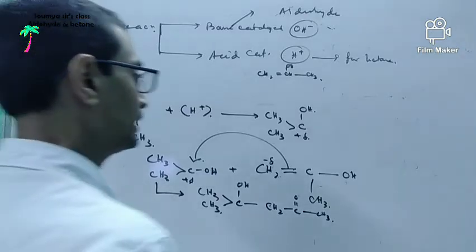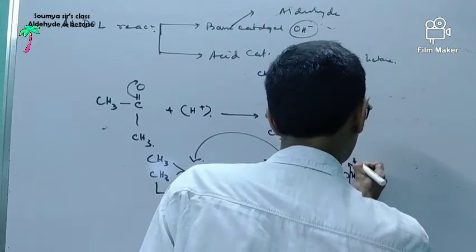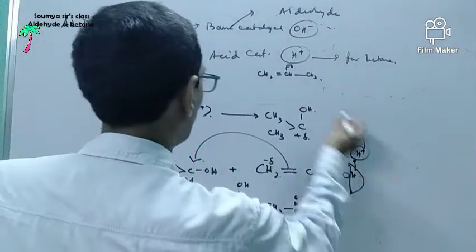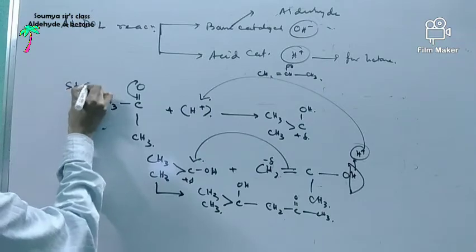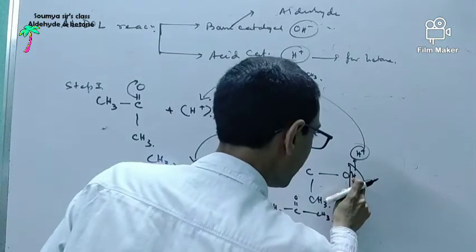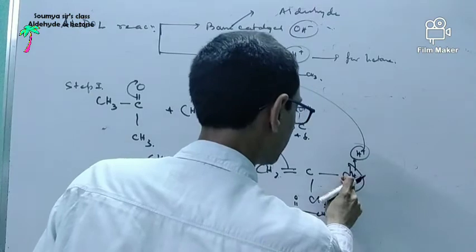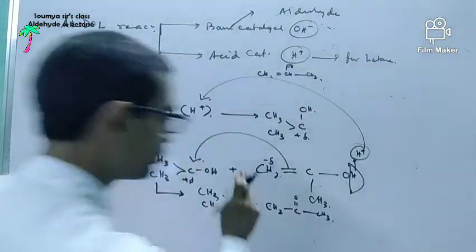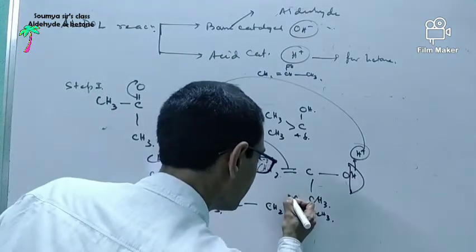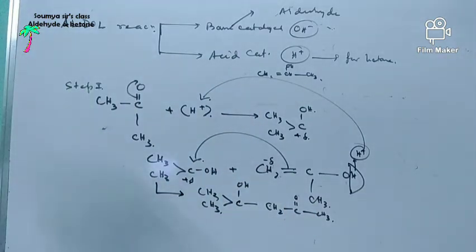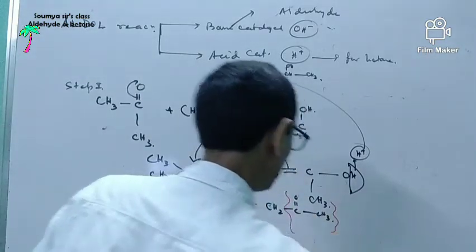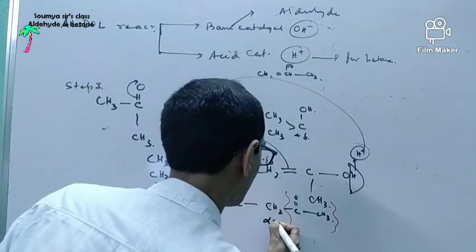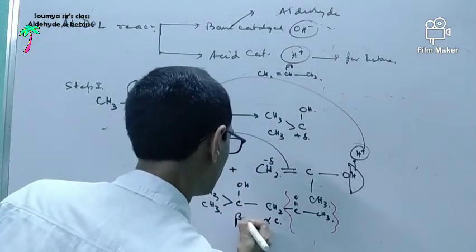How? Because this H part, as H plus, attacks in the first step, step 1. As the H comes out, this makes the oxygen double bonded and makes the ketone. So this is the functional group. I am showing it in a different color. This is the functional group. This is the alpha H or alpha carbon, and this is beta carbon.